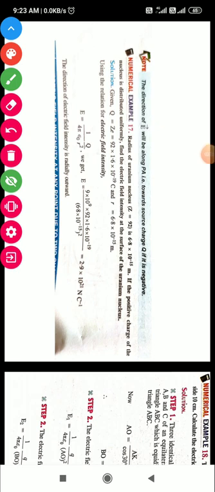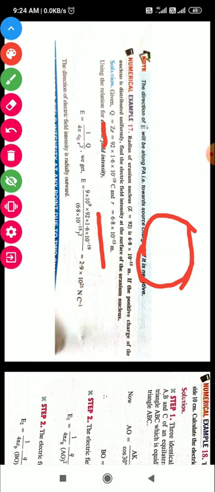This is an example to calculate electric field. The atomic number Z of uranium is 92. Its radius is 6.8 into 10 to the power minus 15 meter, and the positive charge is 92 into the electronic charge, so 92 into 1.6 into 10 to the power minus 19 coulomb. We will find the electric field at its surface, means at this point, from the center along the radius to the surface. So the electric field at the surface is at a distance r.